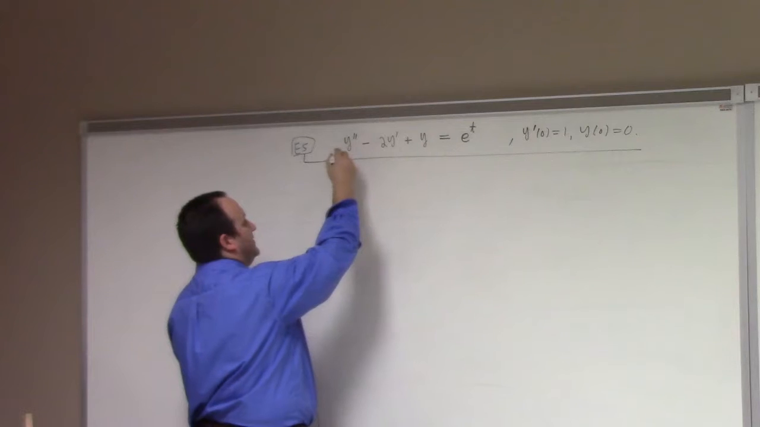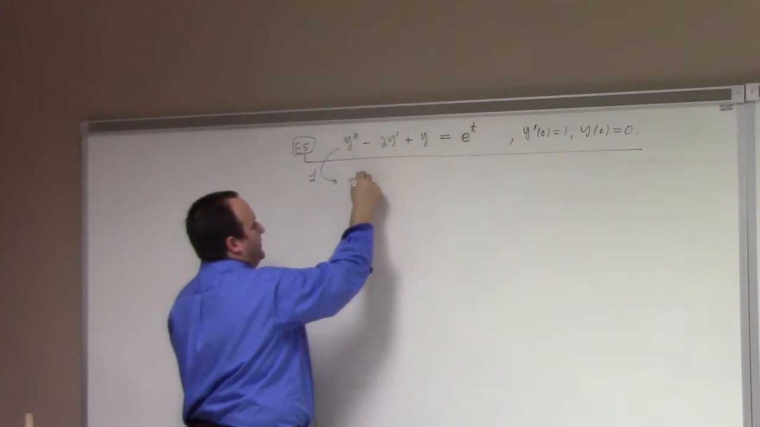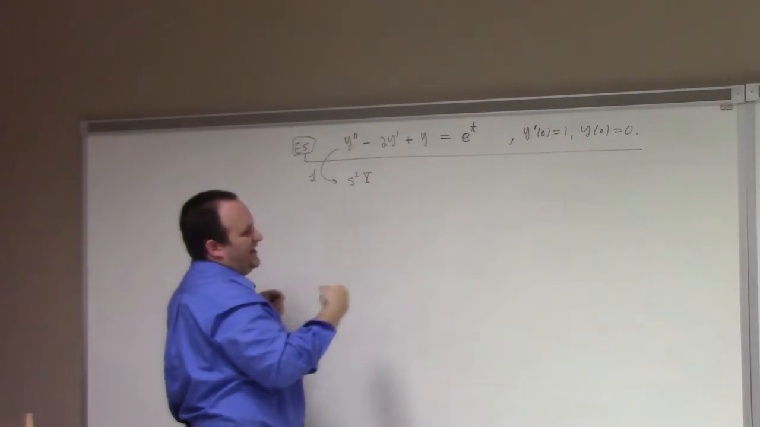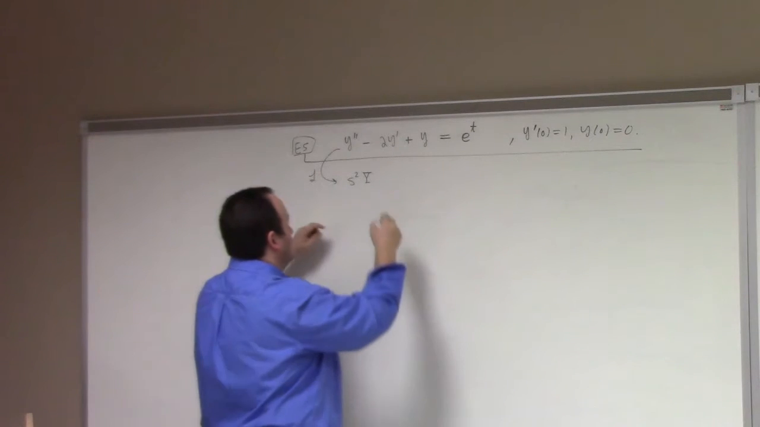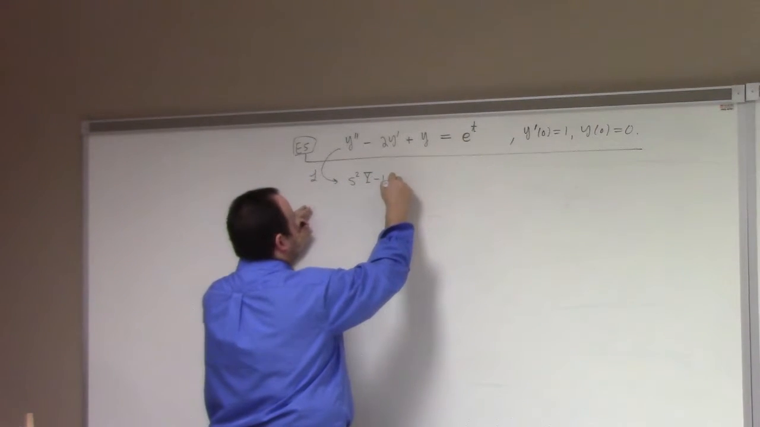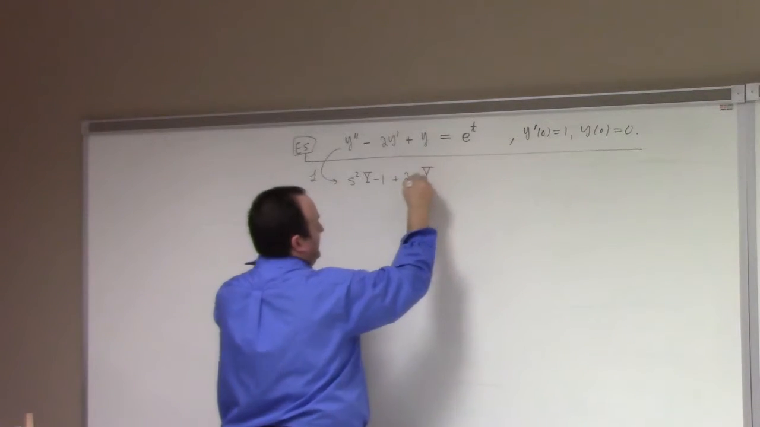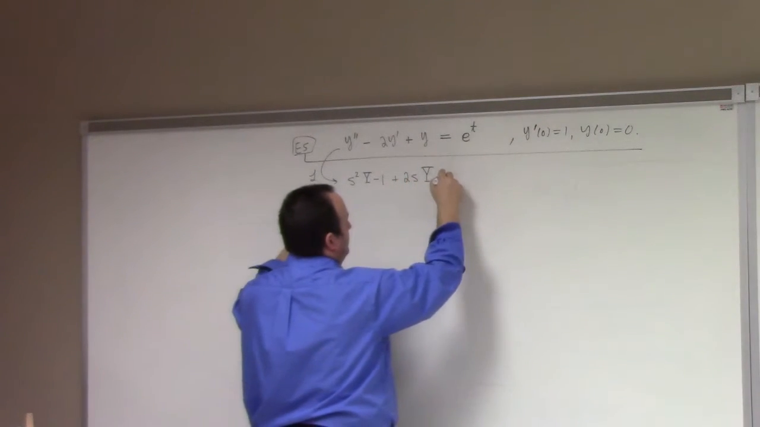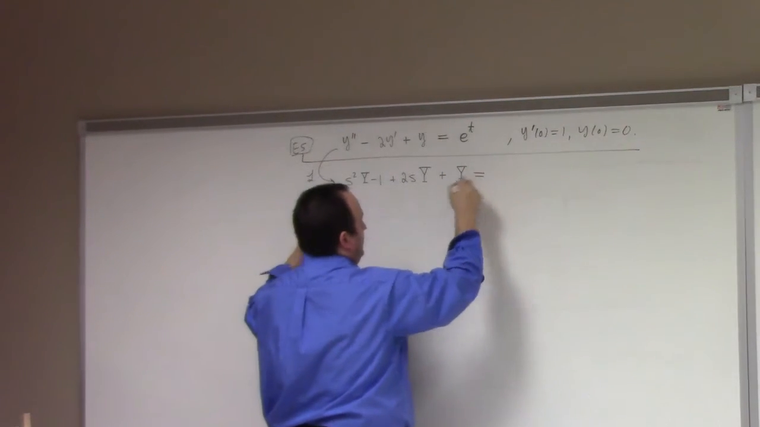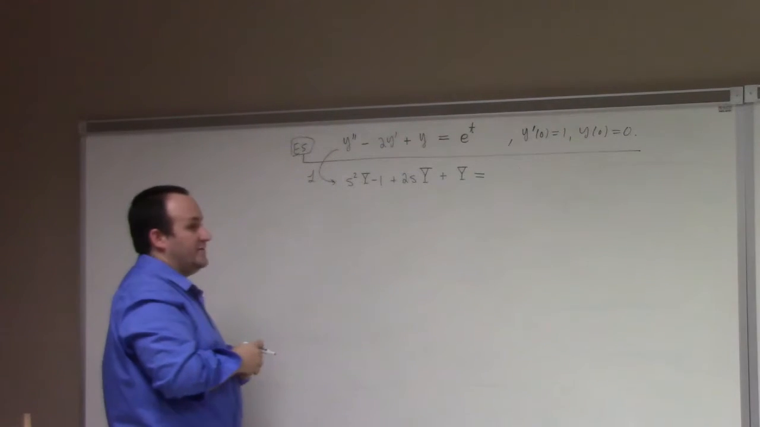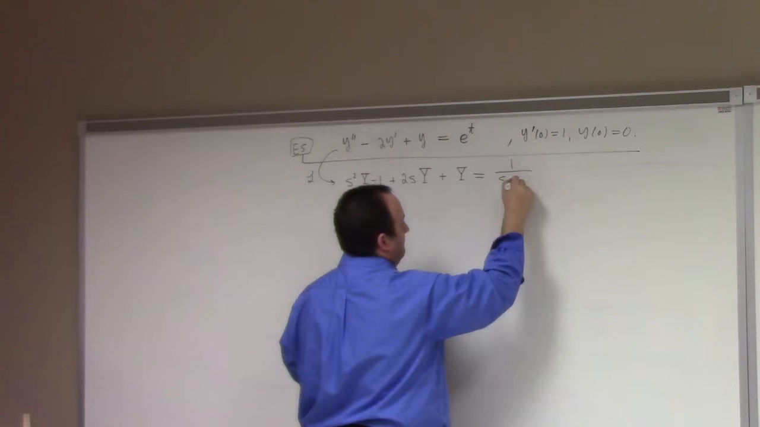So here we go, Laplace transform. This would give us s squared big Y. And then I have to take account of initial conditions. Minus y prime of 0 gives me minus 1. Plus 2s times big Y. Minus y of 0, but y of 0 is 0. No contribution there. Plus big Y. And then the Laplace transform of e to the t. What's the Laplace transform of e to the t? It's 1 over s minus 1.